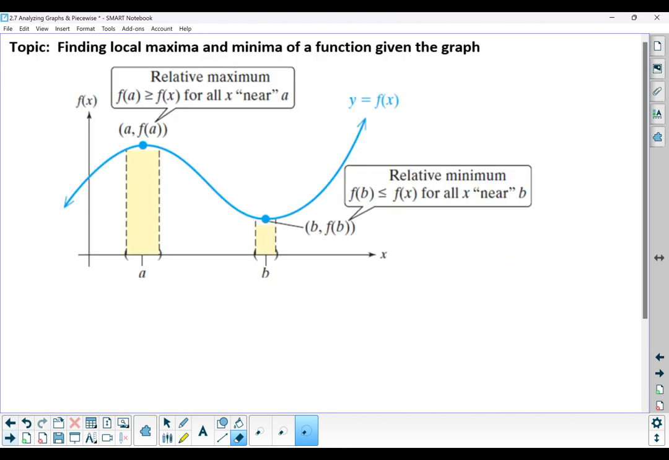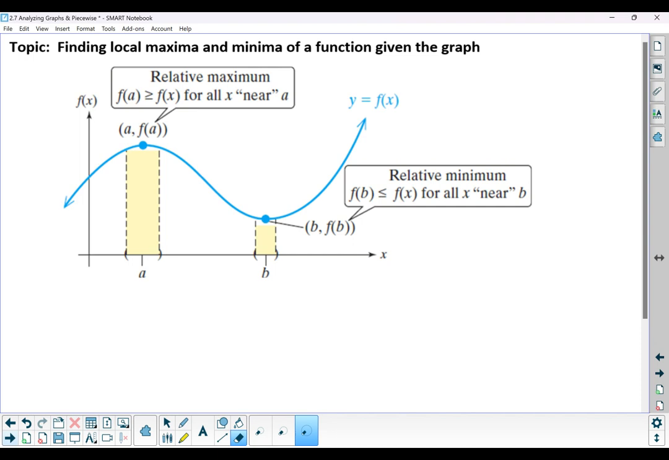Okay, next topic is finding local maxima and minima of a function given the graph. Anytime it's saying local, it also could be the word relative. Those two words mean the same thing. So a local max is also called a relative max.